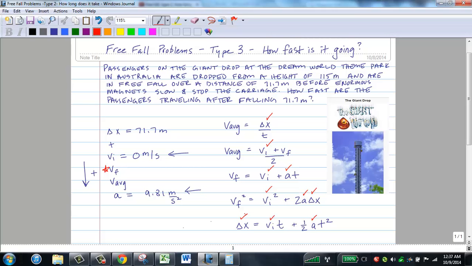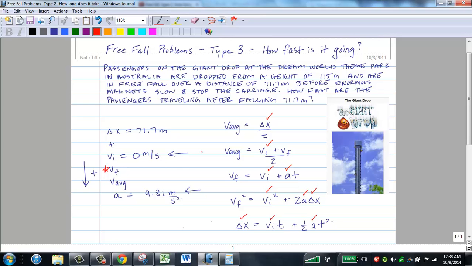Okay, and then I look through the equations, figuring out which ones it's even possible to use, and then if it's possible to use more than one, I figure out which one is best for the problem that I am working on. So it's not possible to use the first equation. I don't know V average or T. It's not possible to use the second equation. I don't know V average or VF. It's not possible to use the third equation. I don't know T or VF.